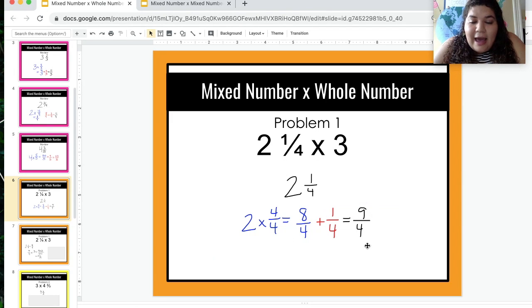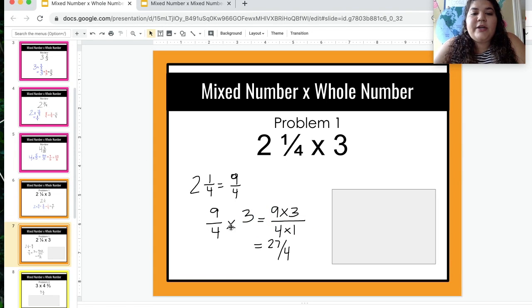So now that I have 2 and 1/4 as an improper fraction, now I can multiply times 3. And so here you can see 9/4 times 3 equals, so we're only multiplying the numerators here, right? 9 times 3, and then 4 times this invisible 1 that's here would give us 27/4. And so the tricky thing is that there's also going to be another step with these problems, because if our answers end up as an improper fraction, now we have to change it back into a mixed number.